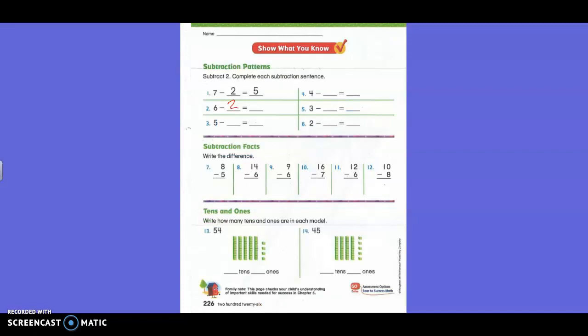Okay, 6 minus 2 is what? Ivan? 4. 5 minus 2 is, Lena? 3. 4 minus 2 is, Henley? 2. 3 minus 2 is, Jason? 1. 2 minus 2 is, Isaac? Hey, if you didn't get any of those right, you need to fix them with your red pencil.